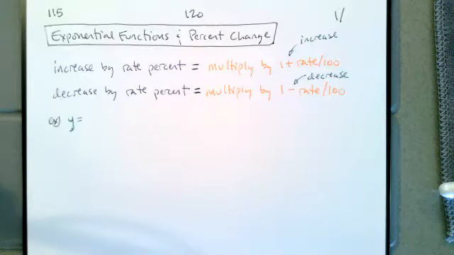Today we want to continue looking at exponential functions and percent change. We know that exponential functions are used to describe a pattern of repeated multiplication, and we also see that increasing or decreasing by some percent means that we will be multiplying. So exponential functions can also be described with percent change, with a percent increase or a percent decrease, where we're multiplying by more than one or multiplying by something less than one, but still more than zero.